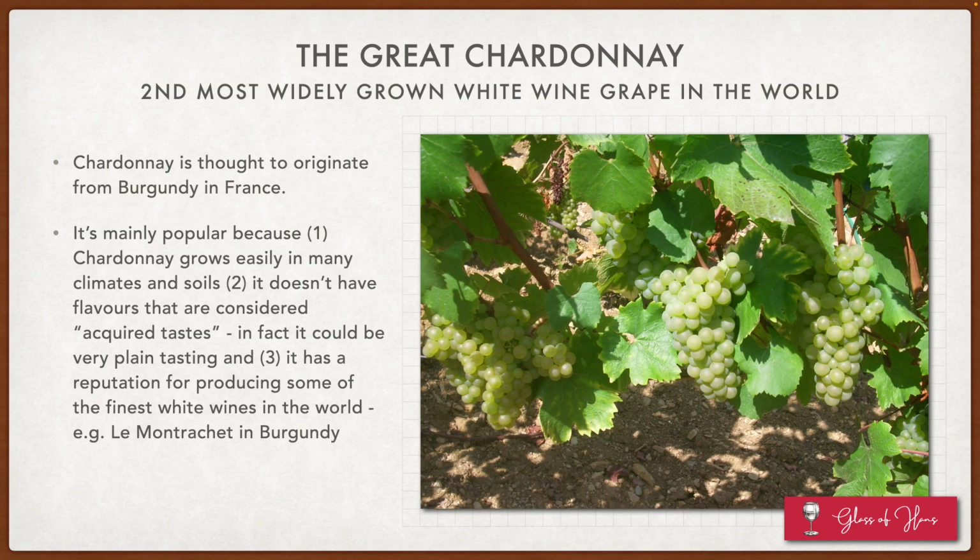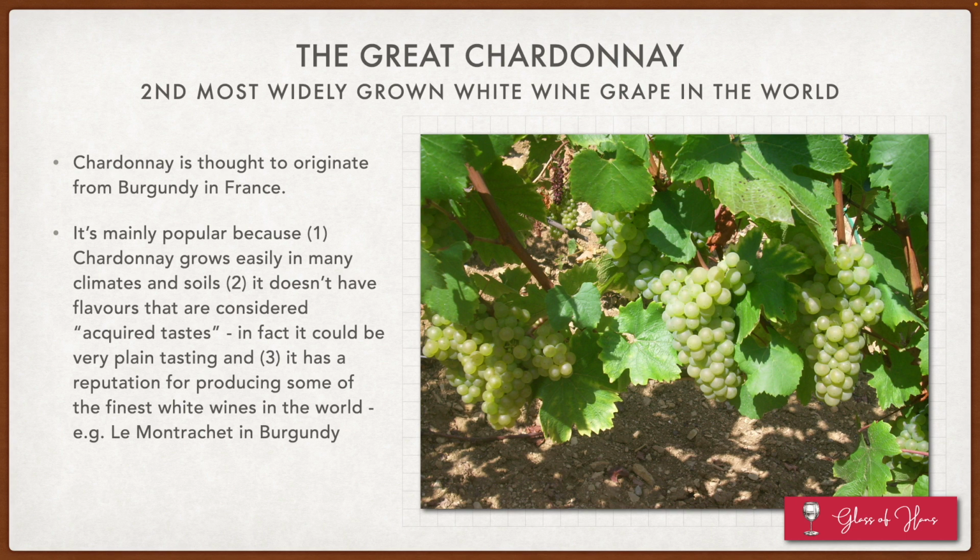Let's talk about a few grape varieties specifically. For example, we have Chardonnay, which is the second most widely grown white wine grape in the world. Chardonnay is thought to originate from Burgundy in France. Again, the origins are not necessarily that clear-cut, but it's mainly popular because Chardonnay grows easily in many climates and soils, and it doesn't have flavors that are considered an acquired taste. Essentially it's a wine that is kind of neutral. In fact, that is one of the reasons why winemakers like to add oak to Chardonnay wines. Again, that's not the case for most of Burgundy.